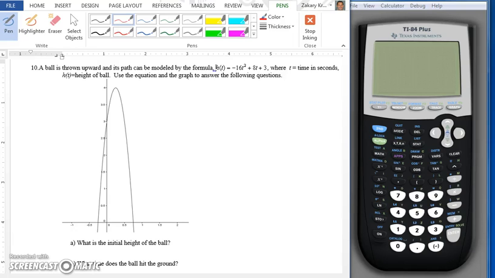For number 10, we're given a formula talking about height based on time of a ball that was being thrown. So part A says the initial height of the ball. Okay, so there's a couple ways that we can find this here. The first one's by looking at the graph.